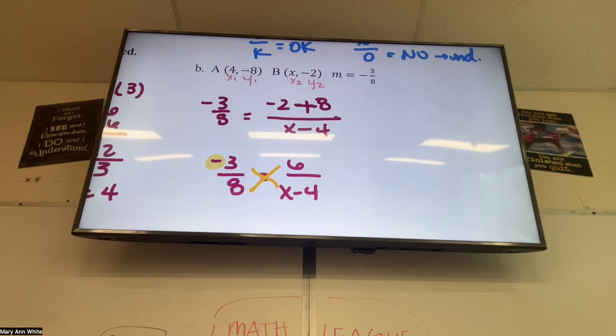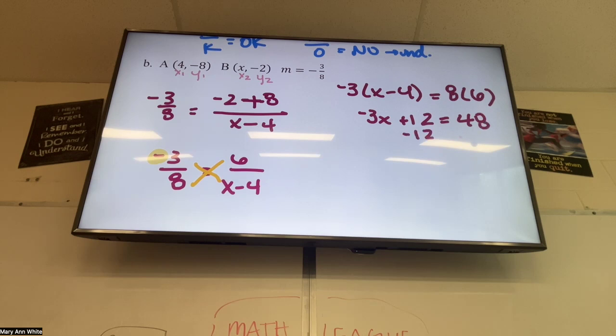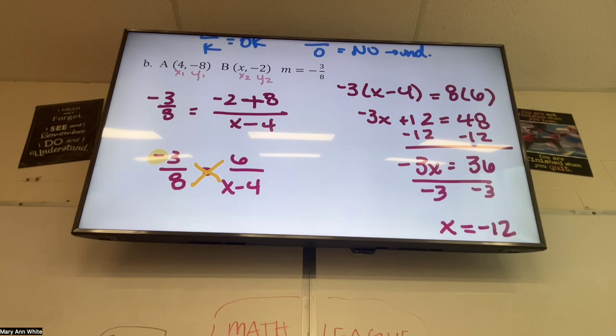That's fine with me. And I'm going to get, let's see, -3 times x minus 4 equals 8 times 6. I get -3x plus 12 equals 48. Then I'll minus my 12 from both sides. -3x equals 36, and then I divide by that -3, and I get x equals -12. So if my slope is -3 over 8, then my x had to have been -12.